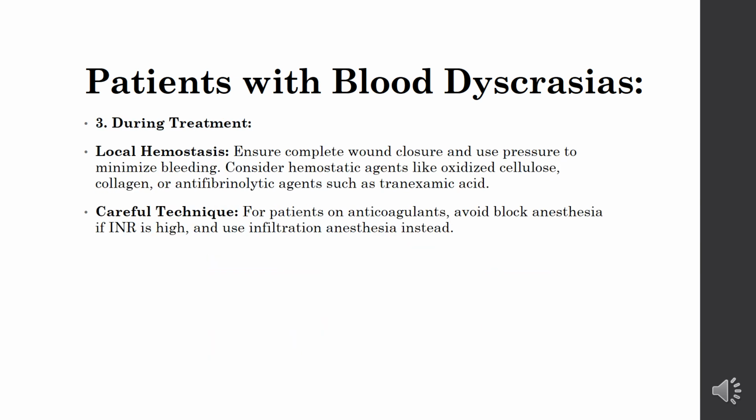During treatment, local hemostasis should be ensured. Ensure complete wound closure and use pressure to minimize bleeding. Consider hemostatic agents like oxidized cellulose, collagen, or antifibrinolytic agents such as tranexamic acid. Careful technique. For patients on anticoagulants, avoid block anesthesia if the international normalized ratio is high, and use infiltration anesthesia instead.